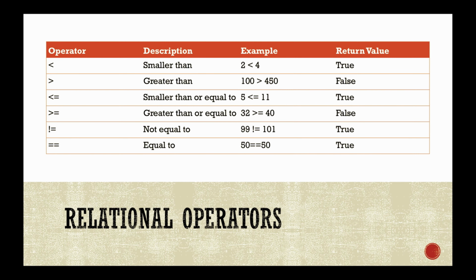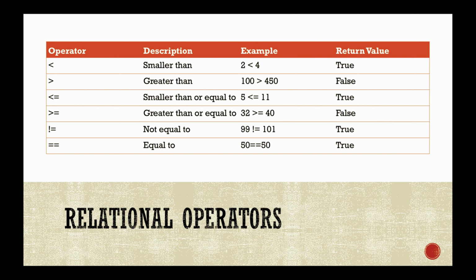So, next we have relational operators. To compare values, we use relational operators. Expressions containing relational operators are known as relational expressions. If the expression is true, then a bool value of true is returned. And if the expression is false, then a bool value of false is returned. Relational operators are binary operators, meaning that they only return two values, true or false. The following table lists relational operators available in Python. If the relational expression is true, then the return value will be true. Otherwise, it will return false.